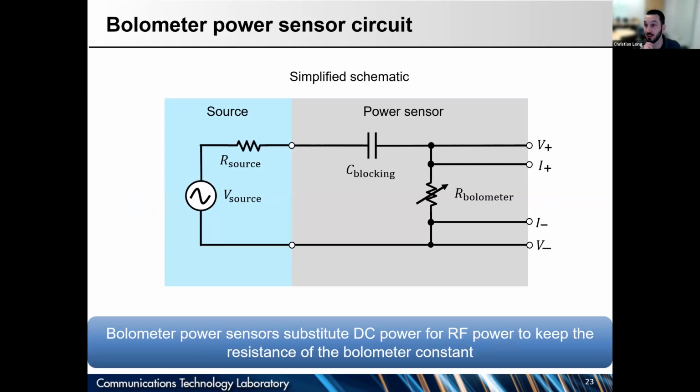Since there's power from two different sources going into the same resistor, we have to have some filter structure so that the DC power doesn't go back into the source. So these power sensors typically don't operate down to DC. There's some low frequency cutoff where they'll work.